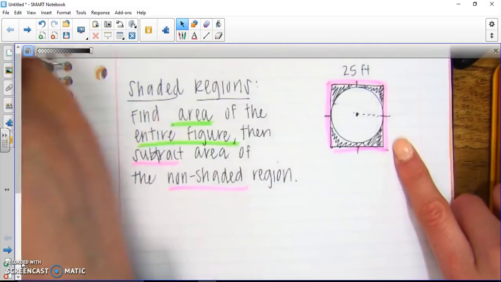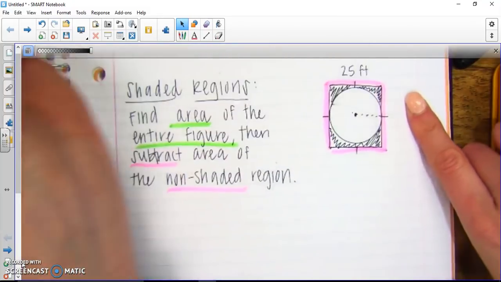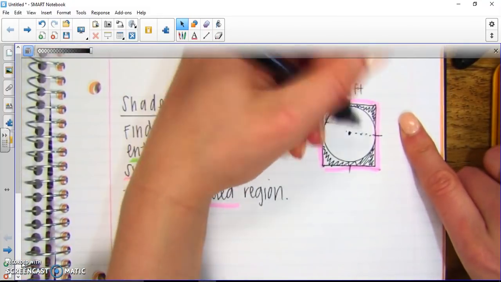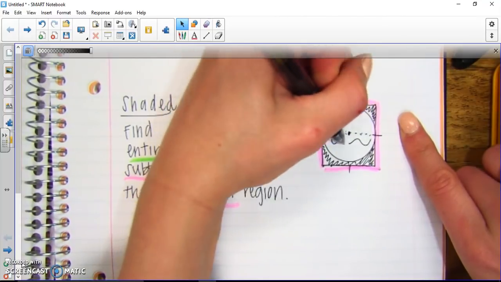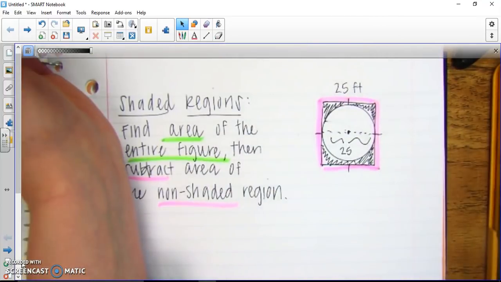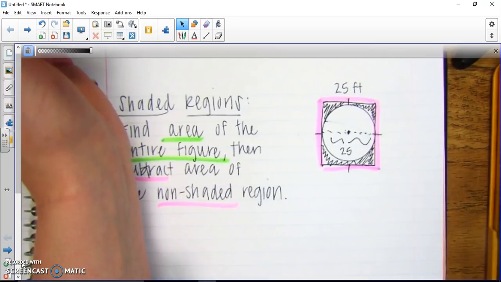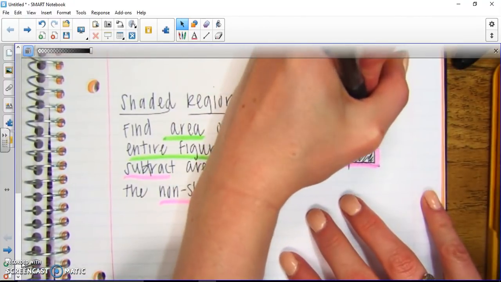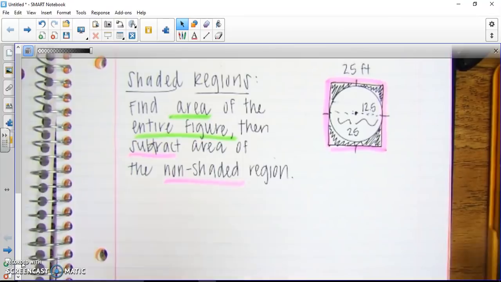So this has a radius. Well, what would this radius be? If this length is 25, that means the diameter is 25. So that would make our radius half of that. So our radius is 12.5. Okay, and we'll say feet.